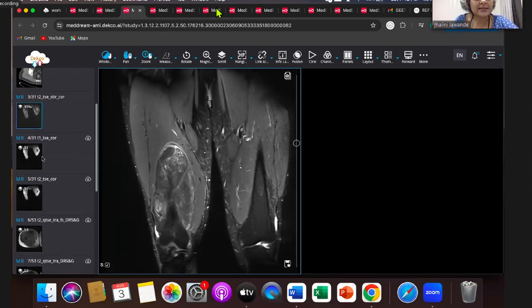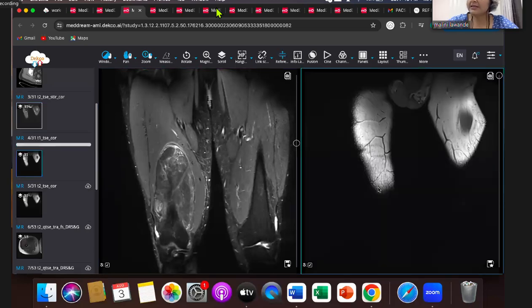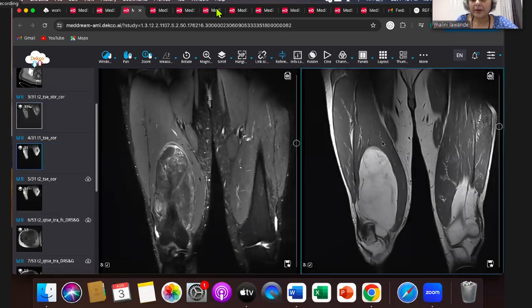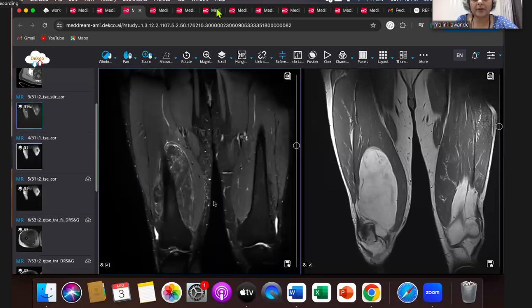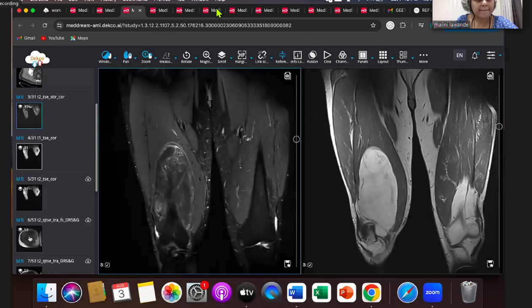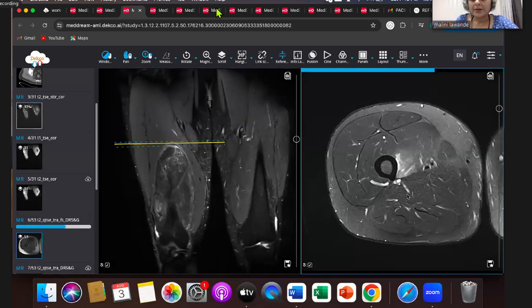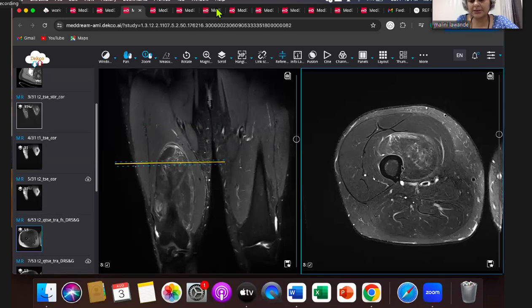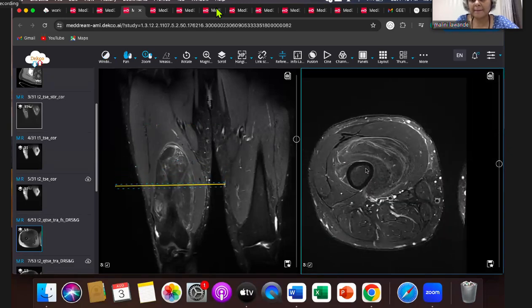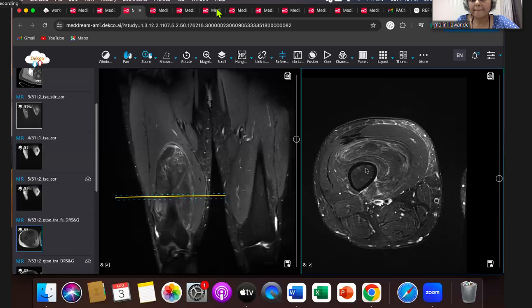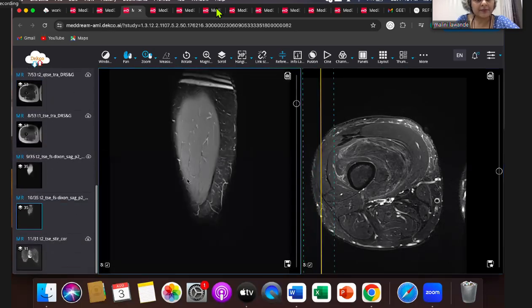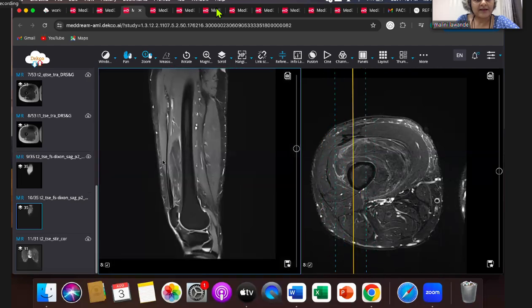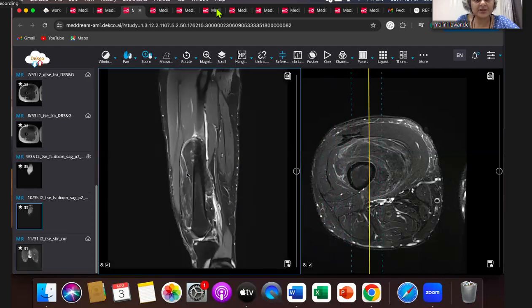We are looking at this case now. And what we see here is, this is a T1 weighted image. This is a STIR image. This is a T2 weighted image. This is the fat sat sagittal T2 weighted images.